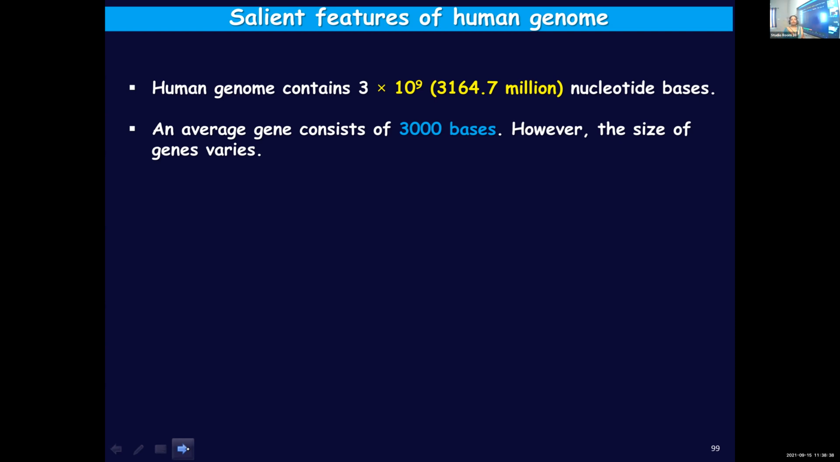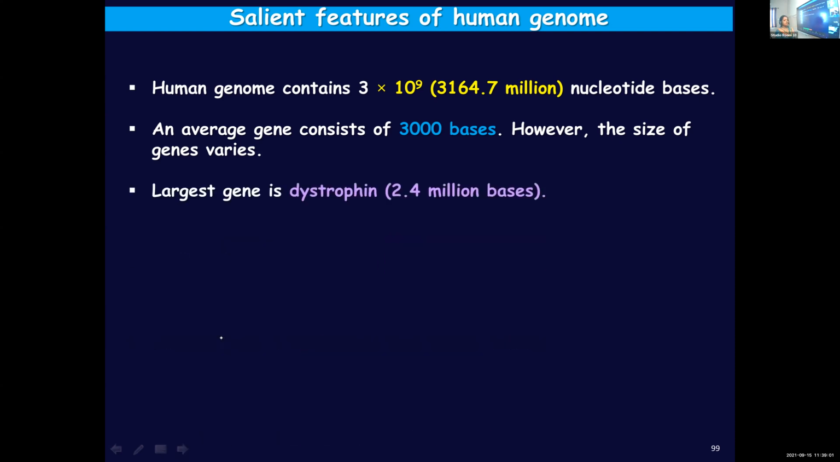As I told you, how many genes do we have? That also is mentioned here. Almost 30,000 genes are present, and all the genes are not of the same size. Each one has approximately 3000 bases.